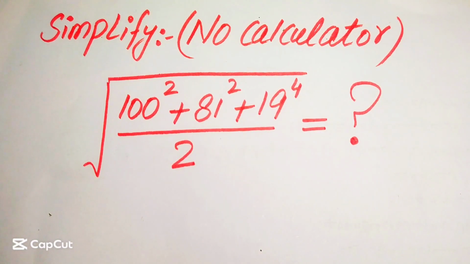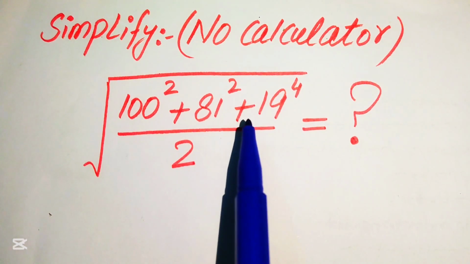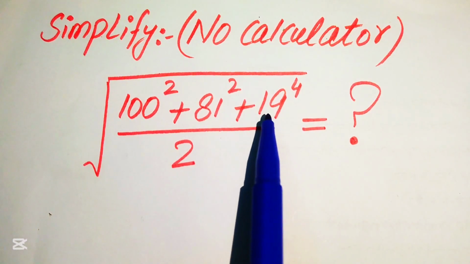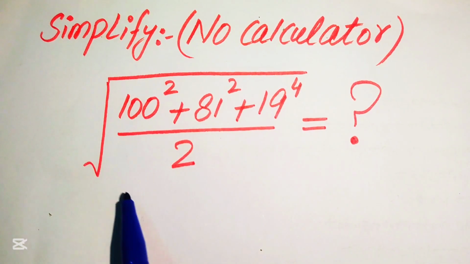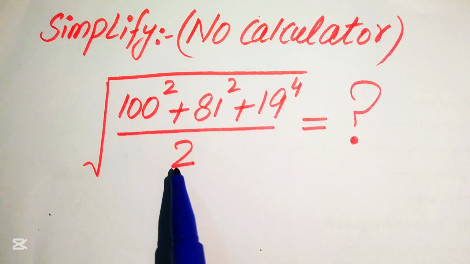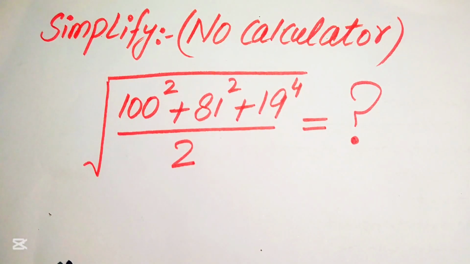Hello everyone, how to simplify this nice algebraic expression. If we have the square root of 100 squared plus 81 squared plus 19 to the power of 4, divided by 2, we need to simplify this algebraic expression. Remember that a calculator is not allowed in this problem, so we will do all of the working on this page.